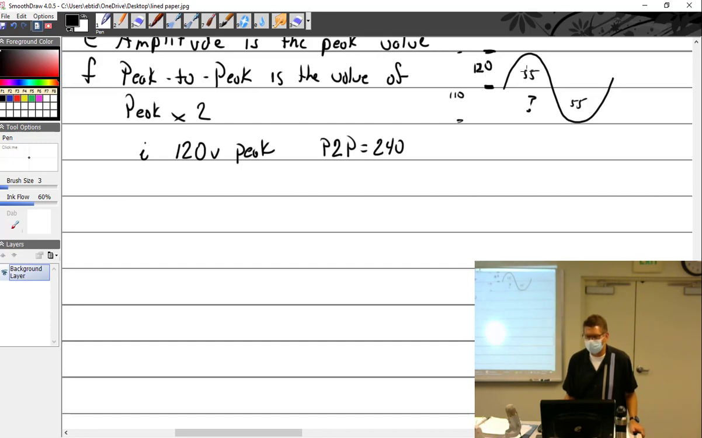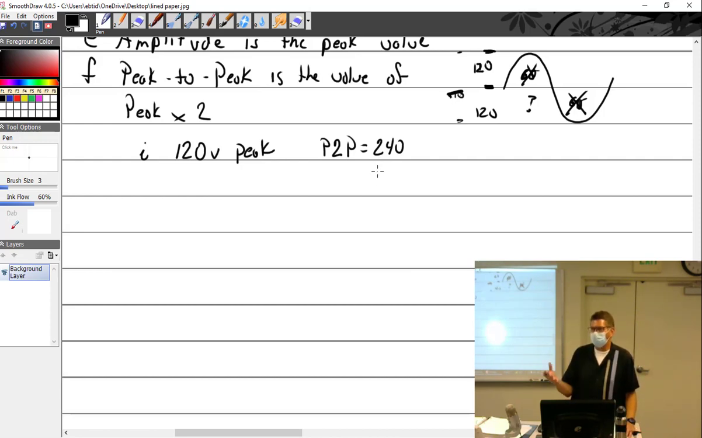120. Okay. So 120, then that would make this 60. 60 and 60. So it's not. It's not that. It's not 60 and 60. It's 120 up and 120 down. Okay. And the peak to peak then is 240. Is there any question then? But we don't talk peak to peak in this kind of stuff.